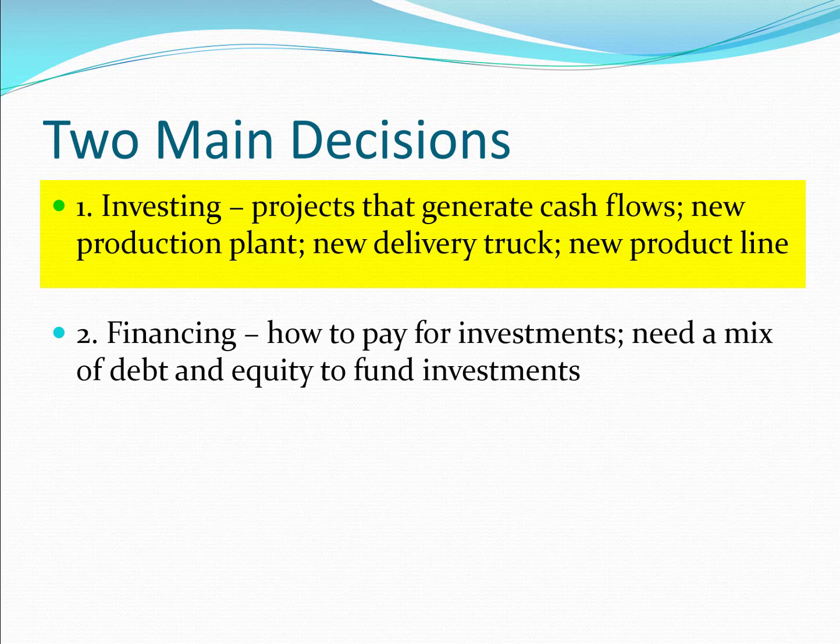So the first decision is investing. And when we talk about investing from a firm's standpoint, we're talking about projects that generate cash flows for the firm. So these might be things like a new production plant, a new manufacturing plant located somewhere in the world. Maybe it's going to be something as simple as a new delivery truck if you're a small business. Maybe just making that extra investment in a delivery truck is going to help your firm. Or even a new product line. Maybe we're a really big firm and we're looking for ways to expand. If we come up with a new product line and that goes well, then we've generated new cash flows for the firm.